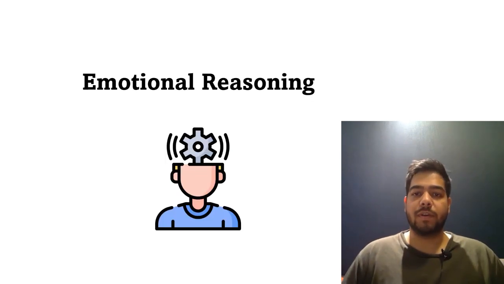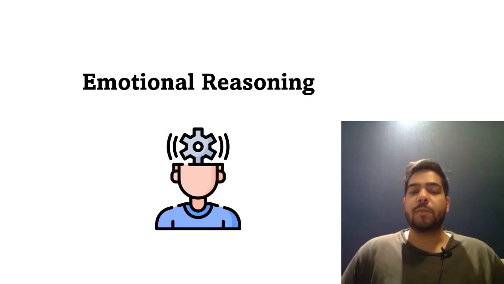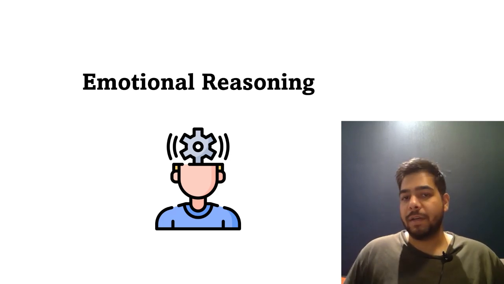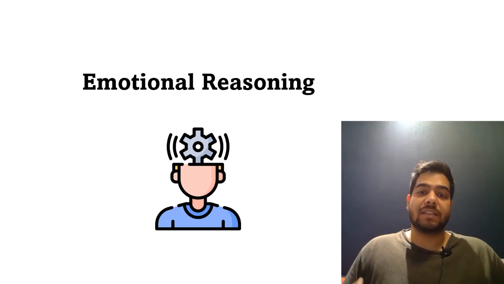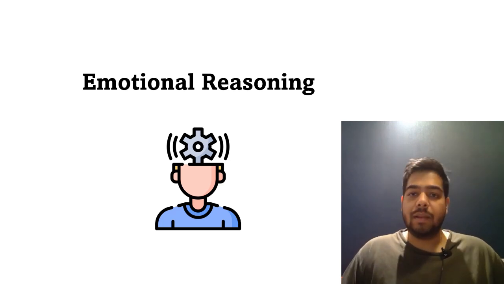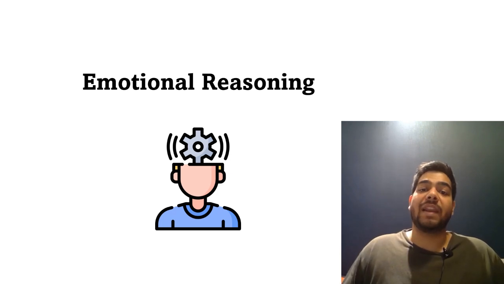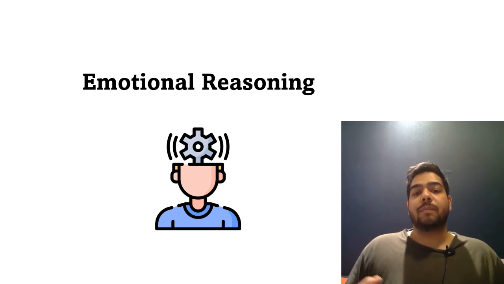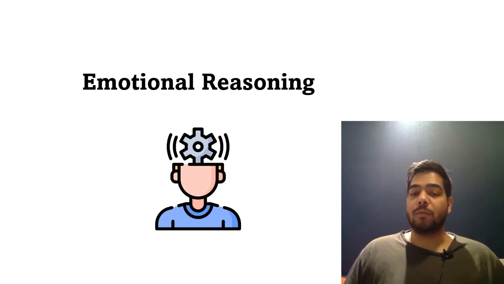The next one is emotional reasoning. Let's talk about this using an example. If you're preparing for an exam, there can be days where you might be feeling a bit low, and on those days, because you're having this emotion, you're feeling a bit low, you might end up thinking that this is a very difficult exam to crack, you're not good enough, you're inadequate, and you will never be able to clear this exam. And this is an example of emotional reasoning.